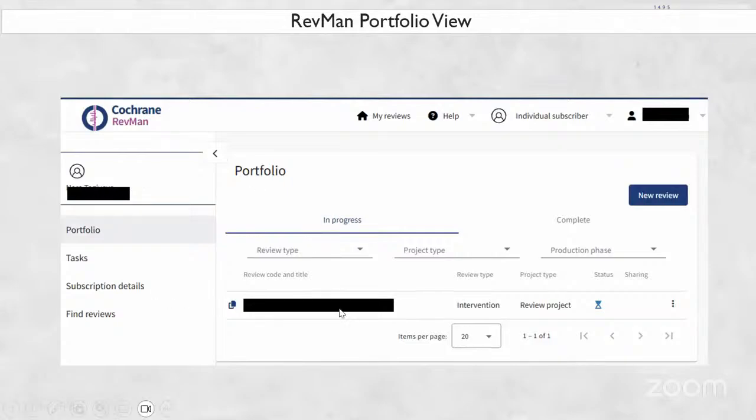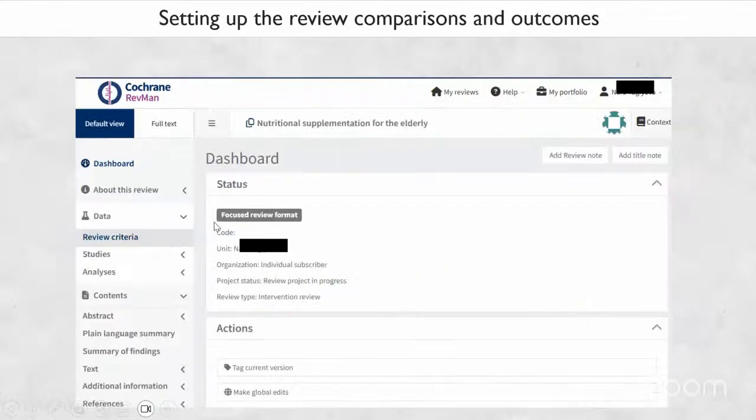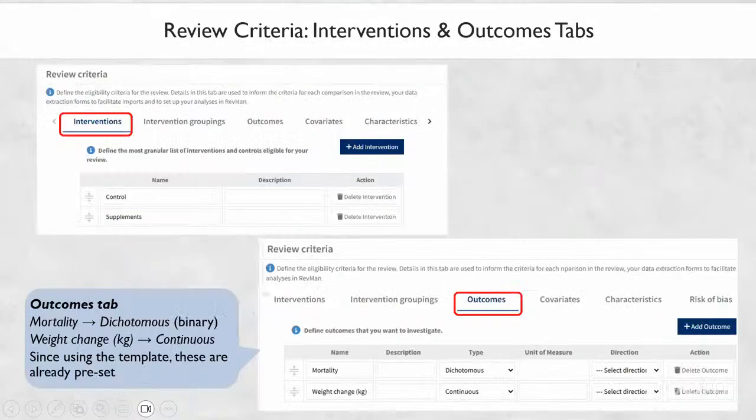After adding your title, it will be shown here on the screen. For example, its name is nutrition supplement for the elderly. You will find this one after adding your organization and the subject. This is in the review criteria. After that, you will go to add your outcomes. If you have dichotomous or continuous outcomes, you add the name of both here in the outcome section, and it will be shown like this.